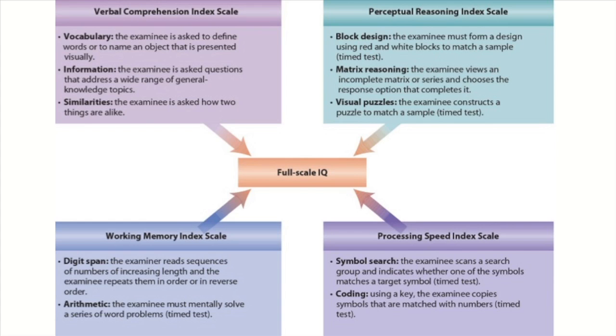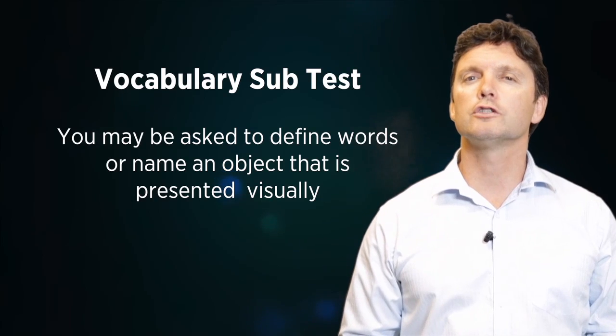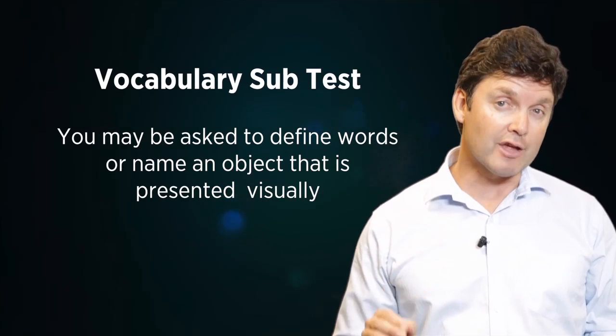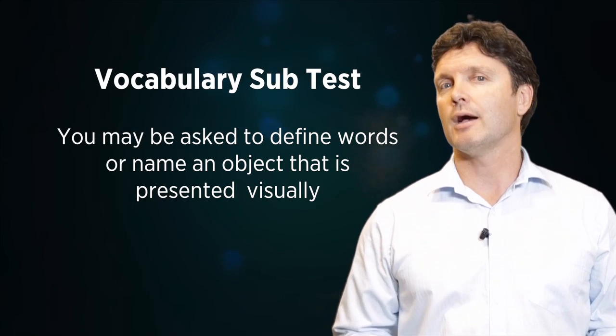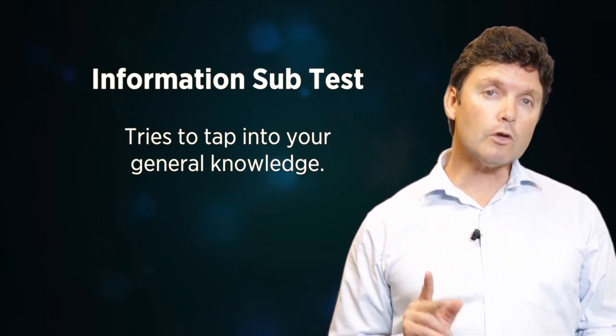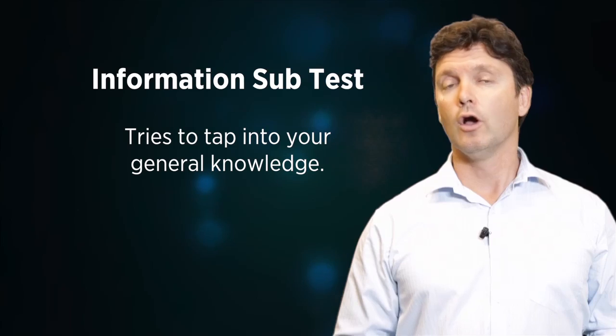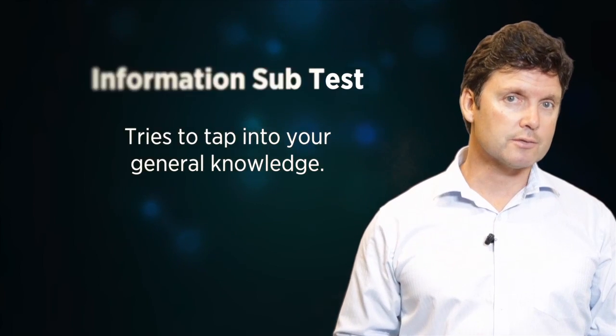The verbal comprehension index includes 3 core subtests: vocabulary, information, and similarities. In the vocabulary subtest, you may be asked to define words or to name an object that's presented visually. For example, you may be asked, "What does repudiate mean?" The information subtest tries to tap into your general knowledge. For example, you may be asked, "On which continent is France?"